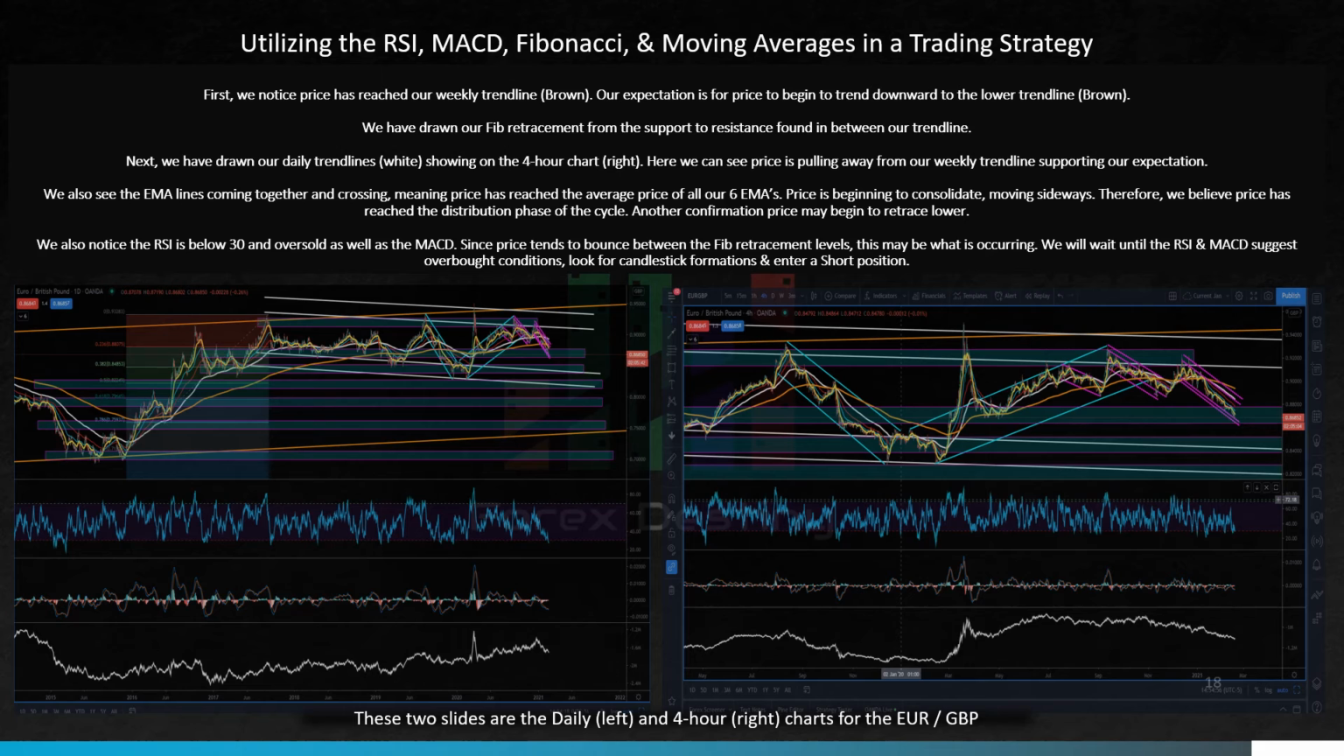We also notice that the RSI is entering below 30 into the oversold area, as well as on the MACD. Since price tends to bounce between the fib retracement levels, this may be what is occurring as the price hits the 0.618 level. We'll wait until the RSI and the MACD suggest overbought conditions on a lower time frame, looking for our candlestick formations that suggest an upper resistance, and we'll enter our short position.